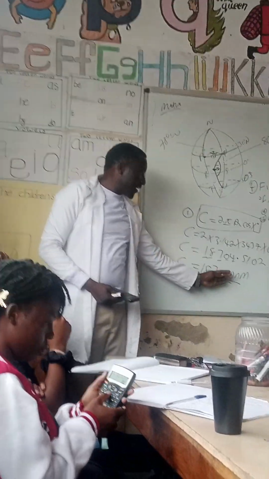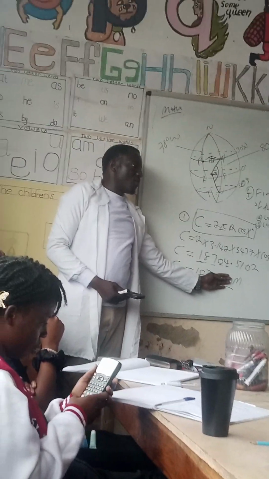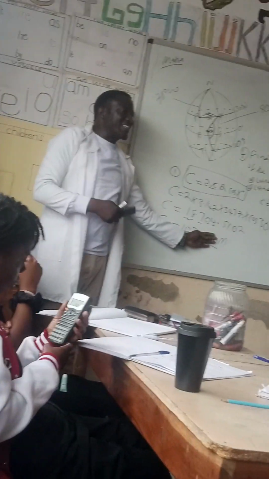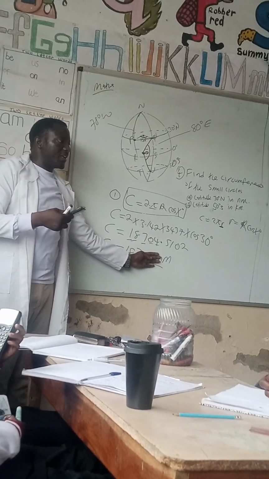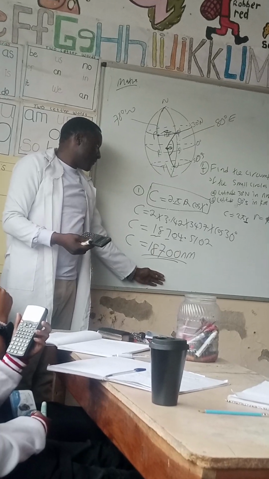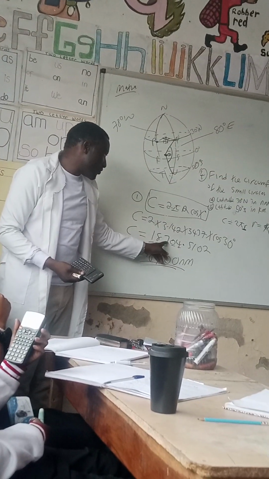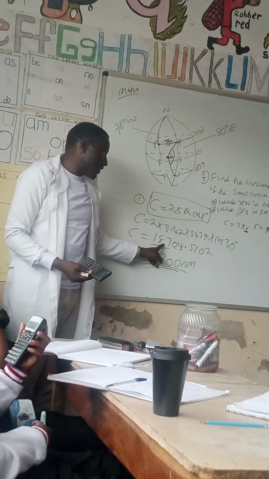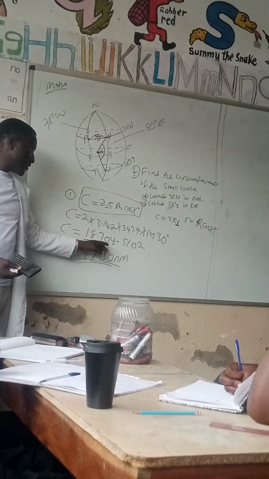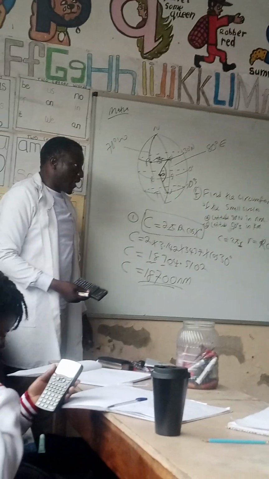So for instance, if you write it like this, it is a wrong answer, because you've changed the reading, you've changed the place values of this number. This number is 1, 2, 3, 4. It's about 18,000, 18,704 there. Okay?